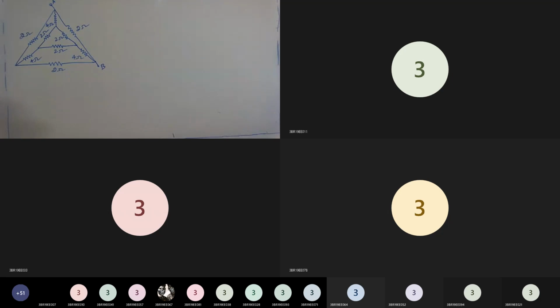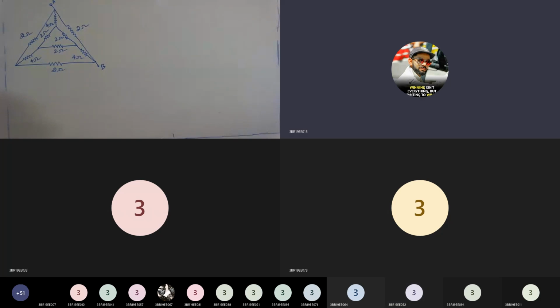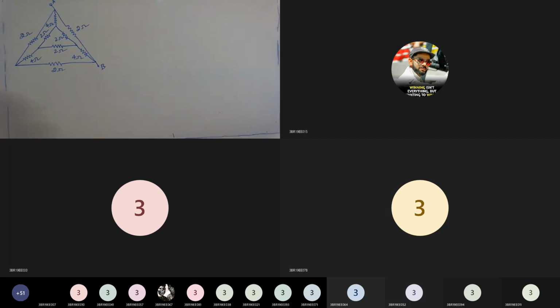But in this given network, is there any such series combination of resistors or parallel resistors? No, sir. There are no series resistors. So ultimately, across A and B, we are supposed to have one single equivalent resistor, instead of having this complicated network, connected in some delta star fashion. It is a resistive network.